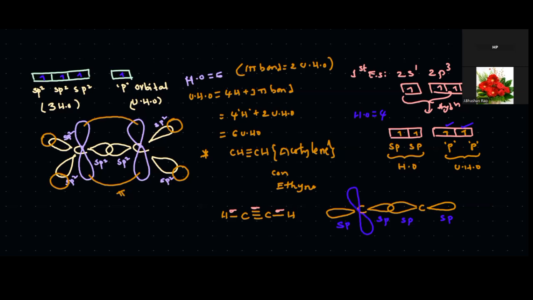Same like this one also carbon. Okay, it is also one unhybrid. P dumbbell shape only. This is the another dumbbell shape of the molecule.